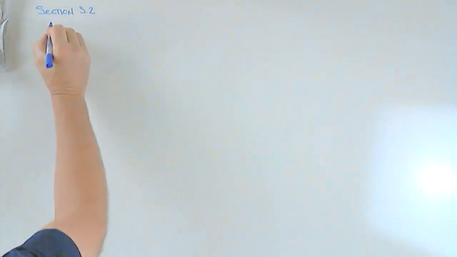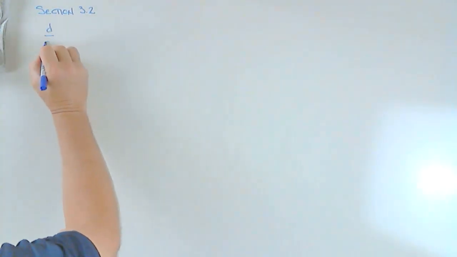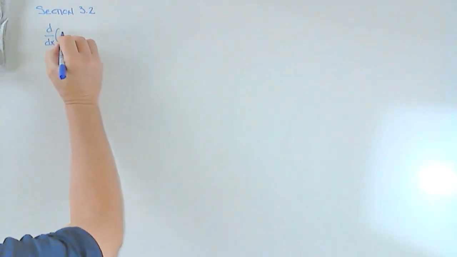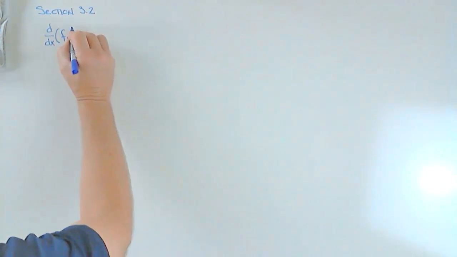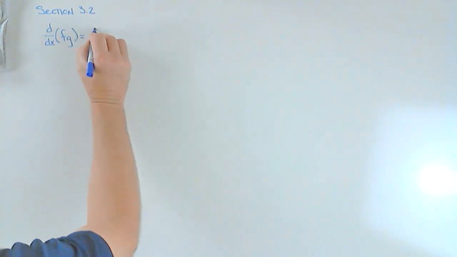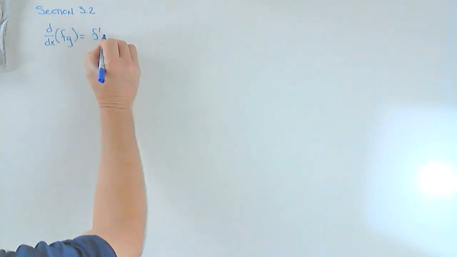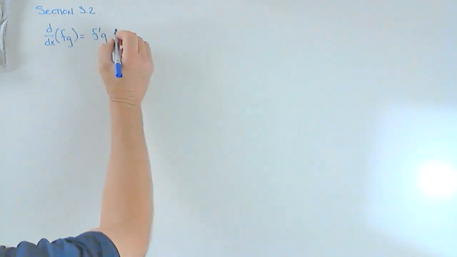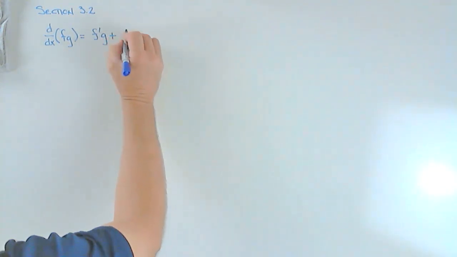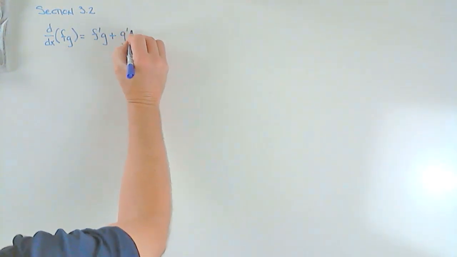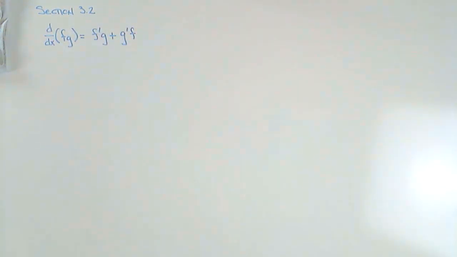Quick review. The product rule says if we're going to take the derivative of a function times another function, we take the derivative of the first function times the second plus the derivative of the second function times the first.